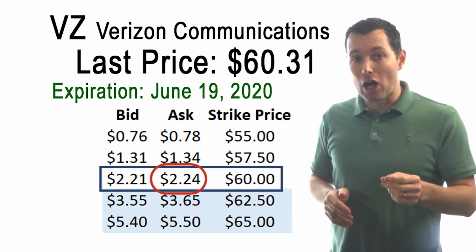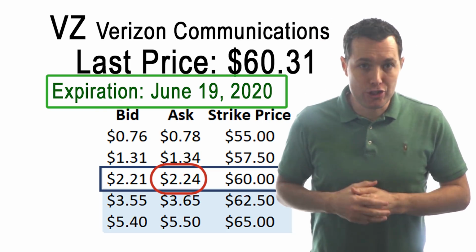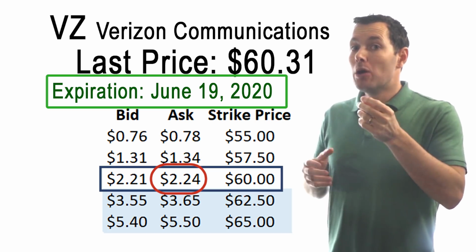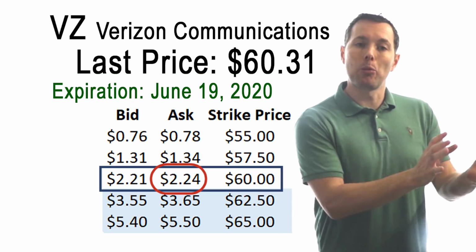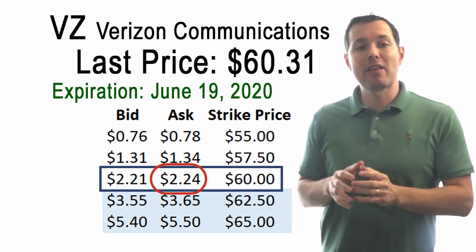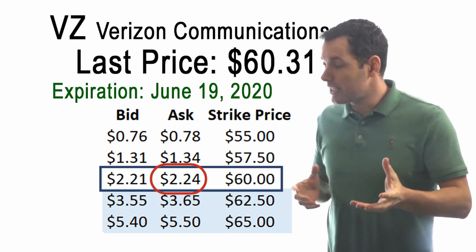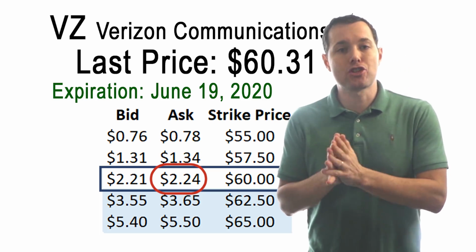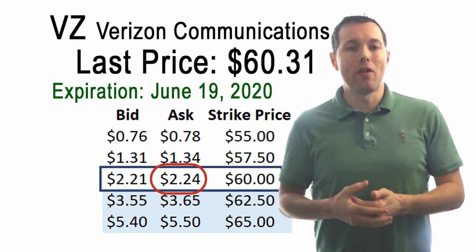And if Verizon stock on June 19th is trading anywhere above $60 per share, well, Emily is going to pocket that $224 because the option will essentially expire worthless. The option will disappear. After that day is over, she gets to keep the $224. And interestingly, she doesn't have to own Verizon shares. So she gets to sort of generate this income without putting up all that much cash.